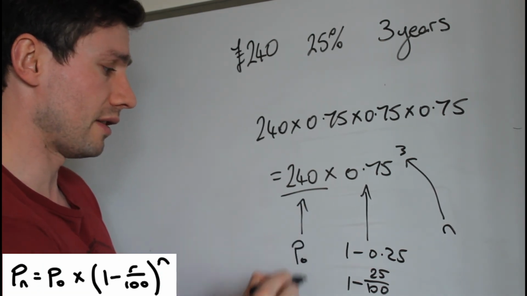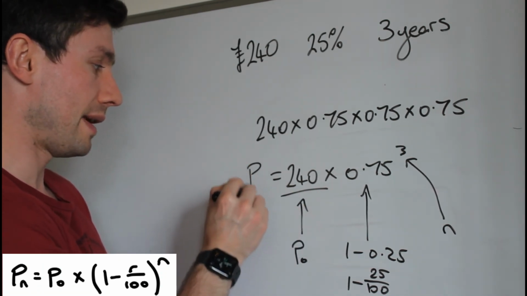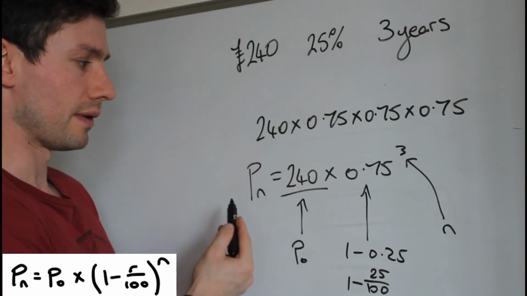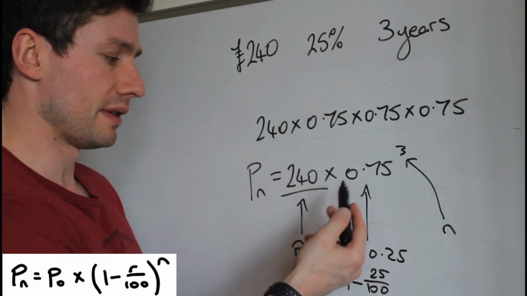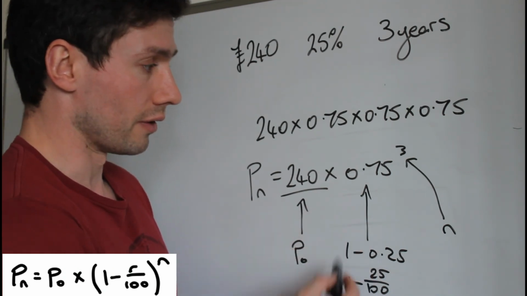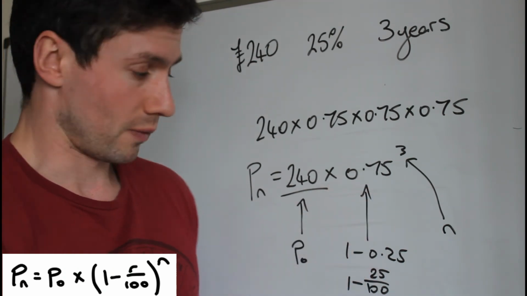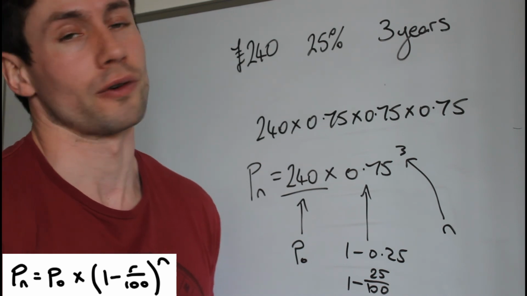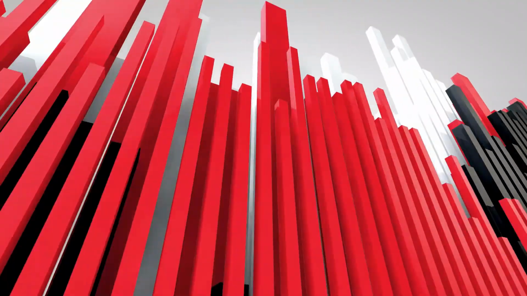So here we have Pn, our answer, equals P0 times 1 minus r over 100, all to the power of 3, which is the formula for compound decay.